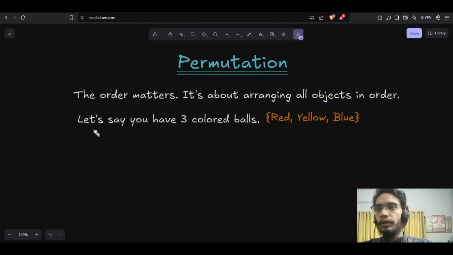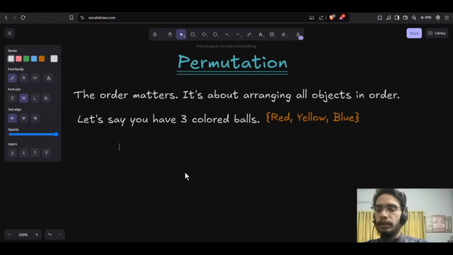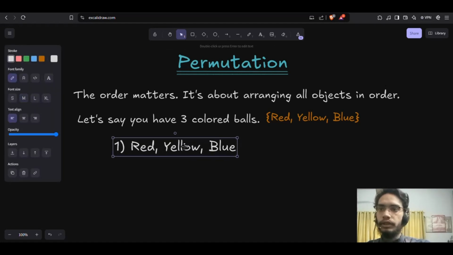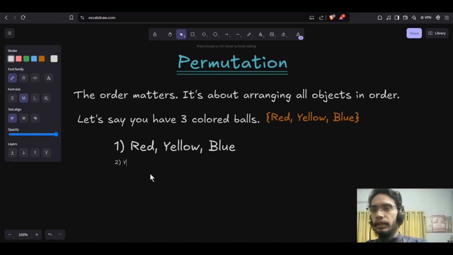Let's say you have three colored balls: red, yellow, and blue. How can you arrange all these colored balls? In a first arrangement, you can arrange them as red, yellow, and blue, so RYB. This would be your first arrangement. In a second arrangement, you can take red, blue, and yellow.